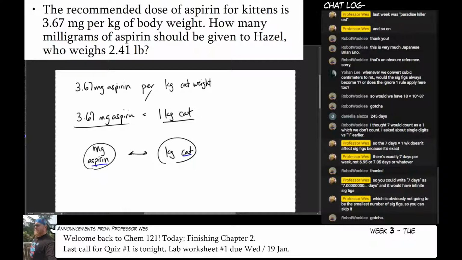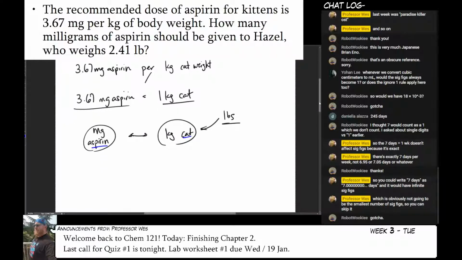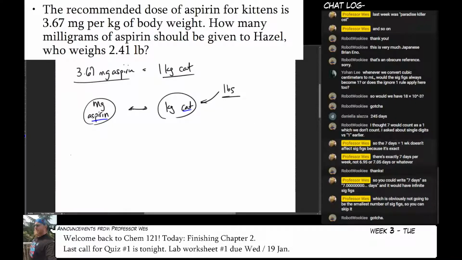Now, where does the weight of the cat come in? Well, the cat's weight was measured in pounds, right? So if I know how many pounds my cat is, I can look up the conversion between pounds and kilograms and do that. So that's what we're going to do down here. So I'm going to start with my pounds, which was 2.41 pounds. And we're going to turn that into kilograms of cat. And we're going to turn that into milligrams of aspirin. We're just following our little path that we made up above, right?